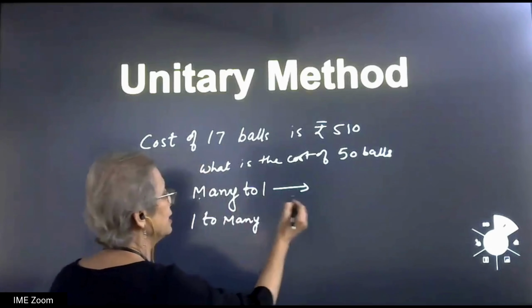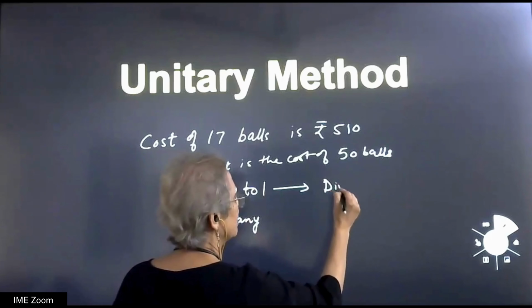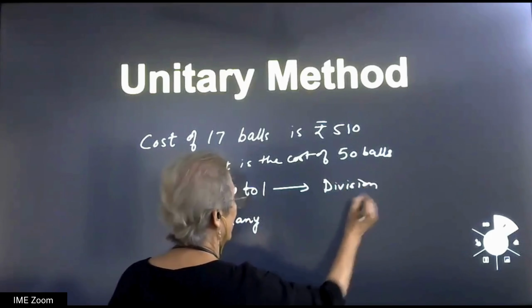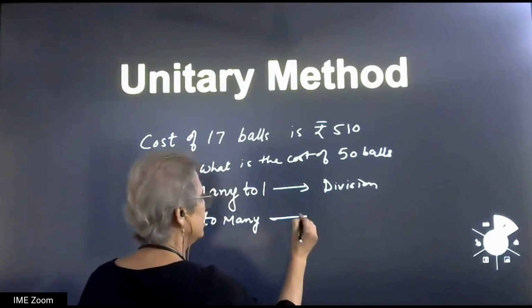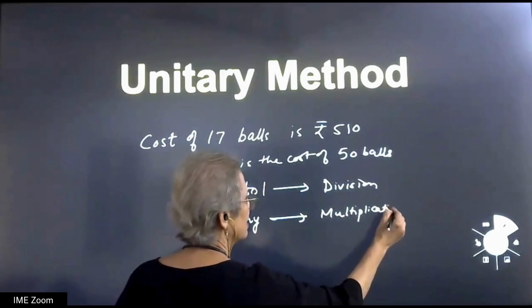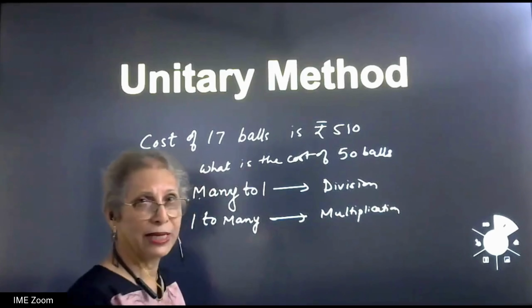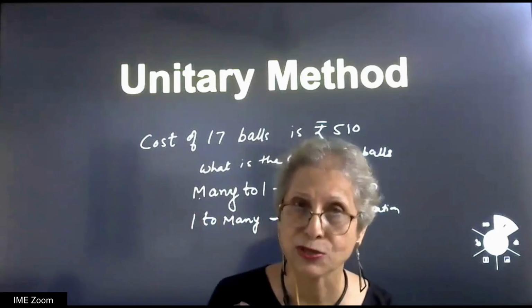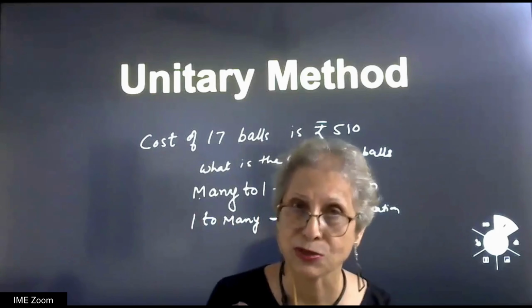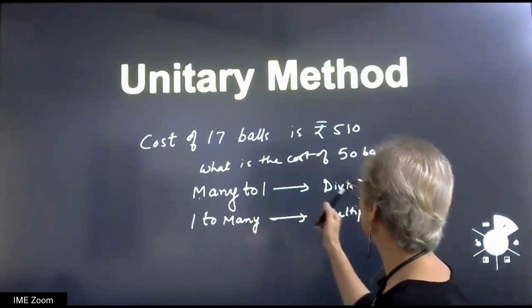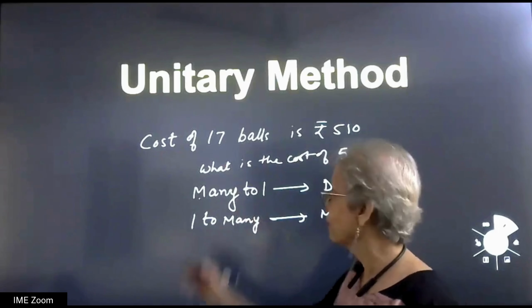In the case of many to one, we do division, and then one to many, we do multiplication. This is not always true. Sometimes we have to do division two times also to get the required value. But the general rule is like this: many to one means we have to divide.